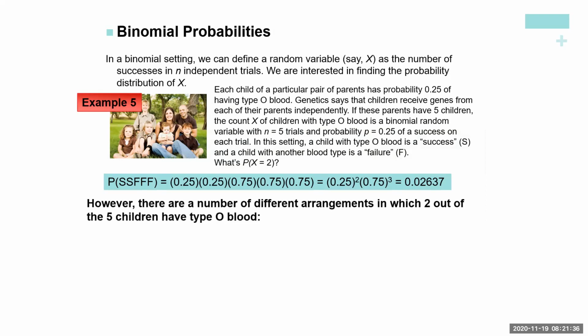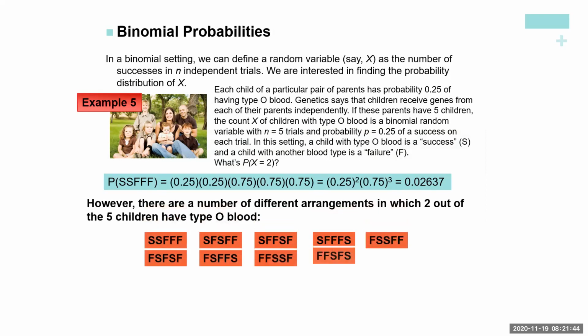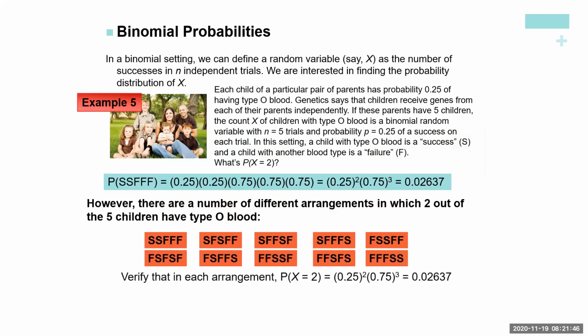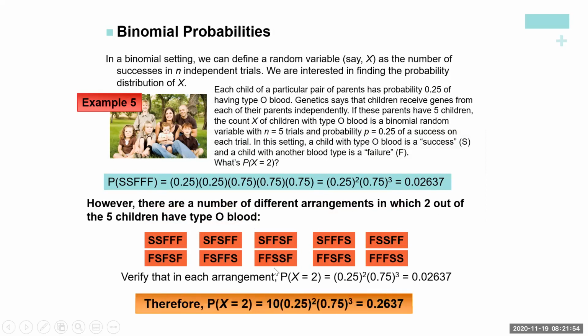But remember, I don't necessarily just have to have the first 2 children type O. Again, there are different possibilities. There are different orders that I could have them in. And how many total arrangements do I have? I actually have a total of 10. So we need to take that probability of 0.026 and multiply it times 10, because I have 10 options for 2 children with type O. So you multiply that by 10, you get 0.26, or about 26.37%.